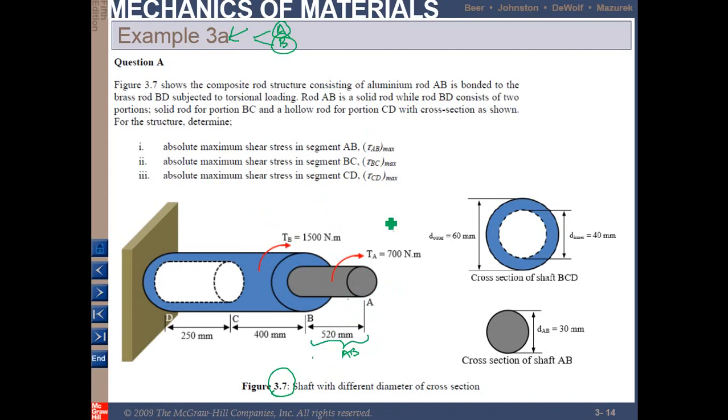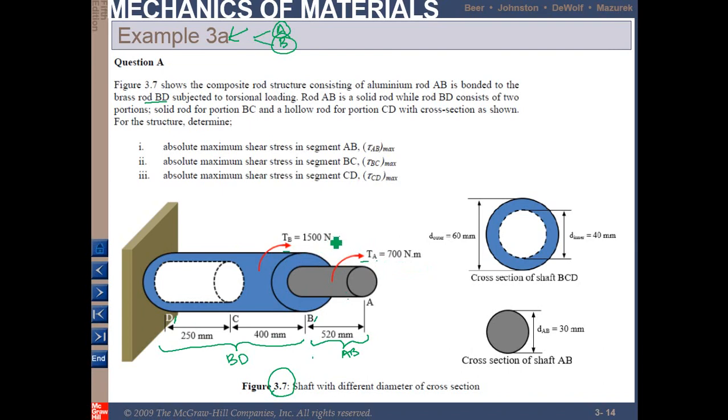It is bonded to the brass rod BD. So this is B to D here. So this is BD. It is subjected to torsional loading. So this is the direction of the torsional load, which is torque at A and torque at B, respectively 700 Newton meter at A, and at point B the torque is 1500 Newton meter.